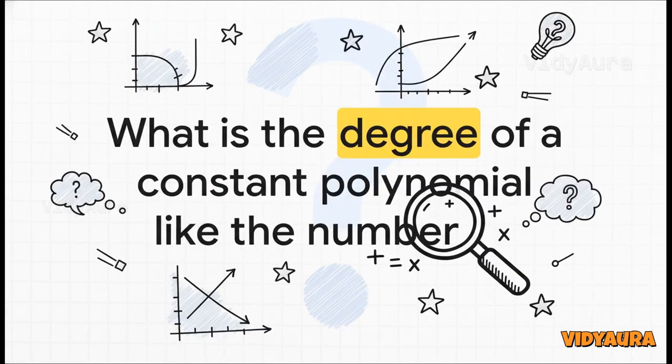I'll leave you with a little question to chew on. We know how to find the degree when there's an x or a y, but what about a constant polynomial, like just the number 7? What would its degree be? Think about the definition of exponents we talked about today. We'll explore that and a lot more in our next explainer.